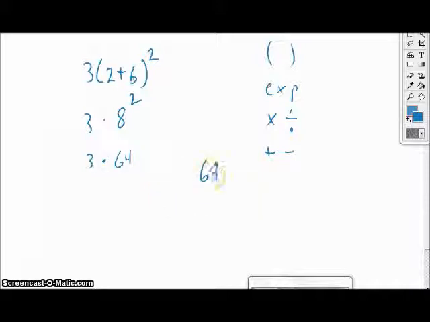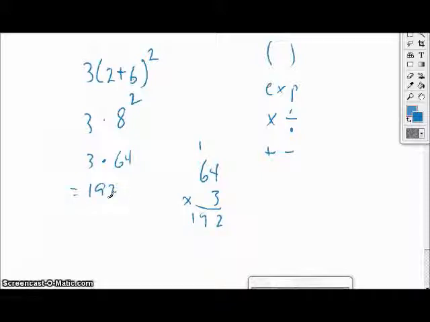And I don't know what that is off the top of my head, so I come over here and I just multiply it out. 3 times 4 is 12. I carry the 1. 3 times 6 is 18, plus 1 is 19. So I get for my answer 192.